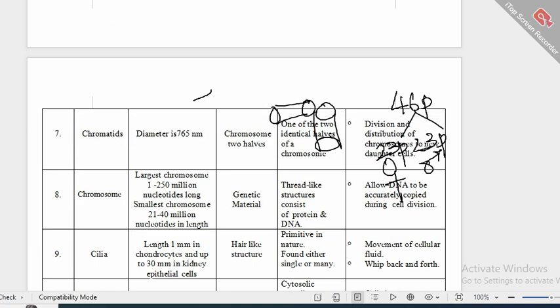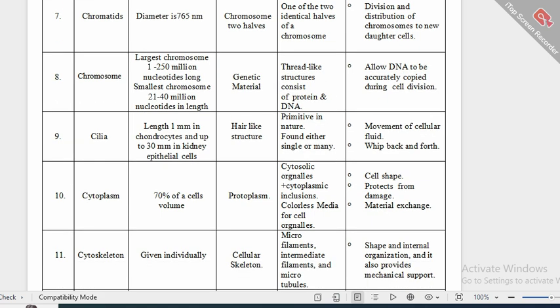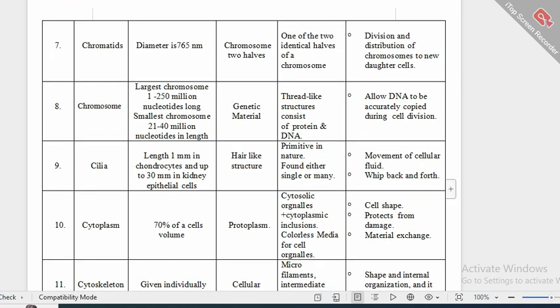Moving on to the next subcellular organelle, that is chromatids. Chromatid, its diameter is 765 nanometer. It is also known as chromosome halves. So it is one of the two identical halves of a chromosome. So the coiled part is chromosome. So when we see this chromosome in detail, we see those identical two halves.